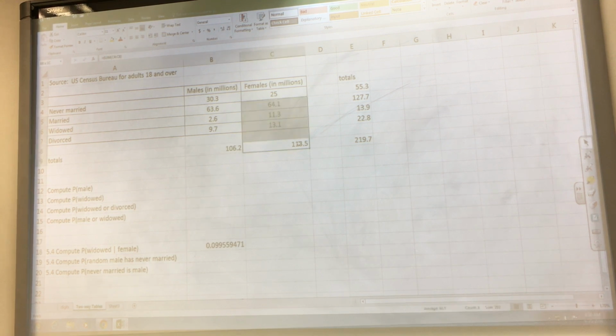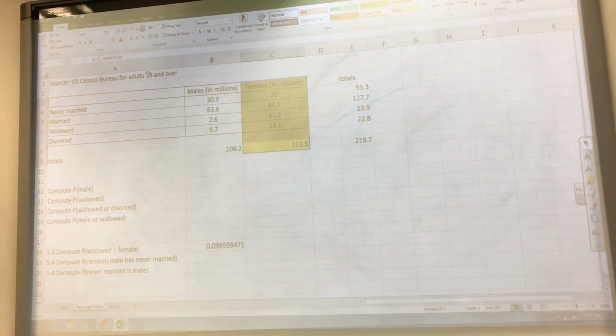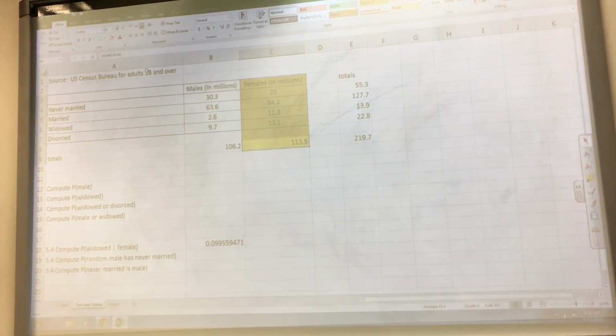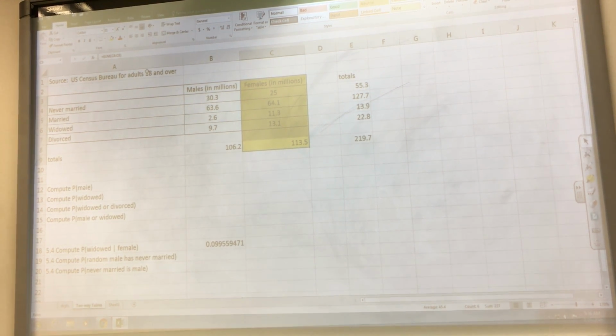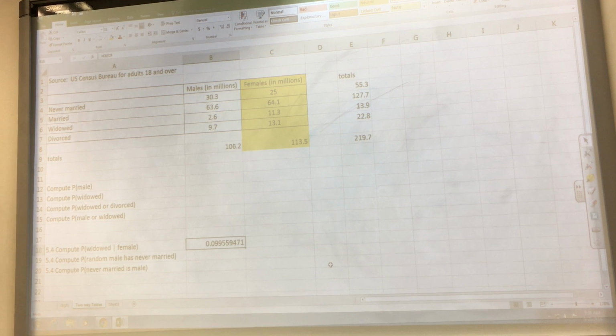Essentially what we've done is we've limited our sample space to only this column now. Does that make sense? So the given says, I don't care about males anymore, I only care about females. So given that someone is female, there's about a 10% chance that she is widowed, according to this data.